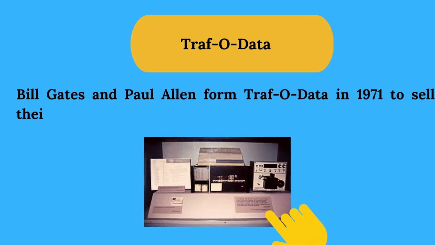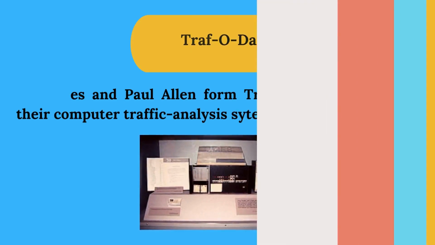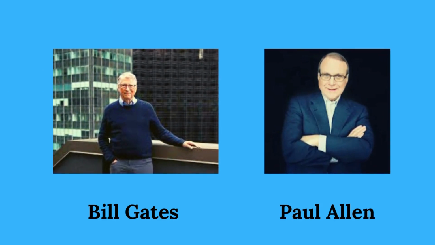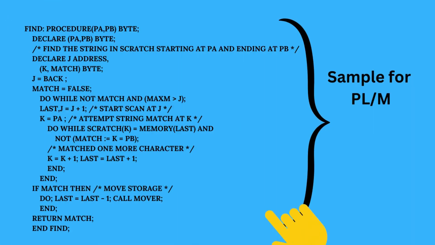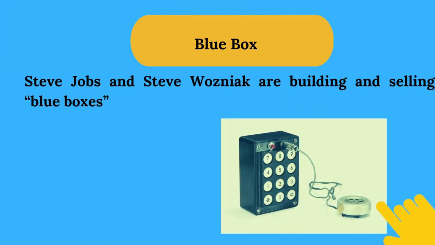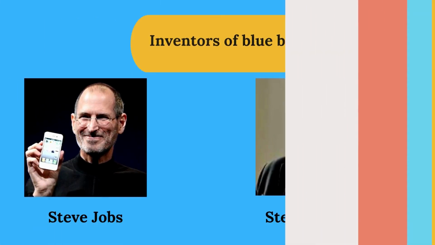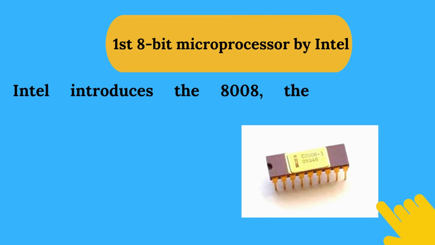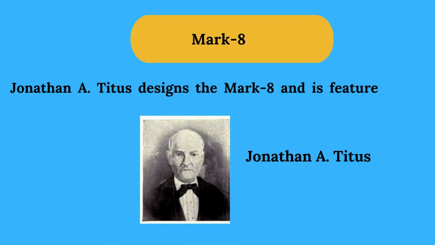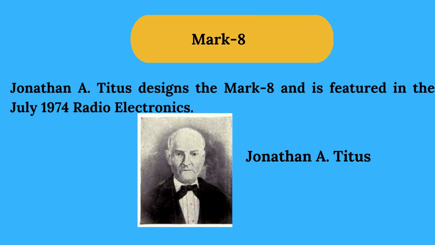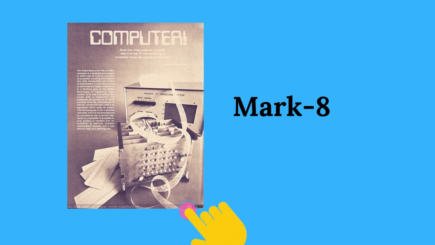Bill Gates and Paul Allen formed Traf-O-Data in 1971 to sell their computer traffic analysis systems. Gary Kildall writes the first high-level programming language for the Intel microprocessor. Steve Jobs and Steve Wozniak are building and selling blue boxes in Southern California in 1971. Intel introduces the 8008, the first 8-bit microprocessor in April of 1972. Jonathan Titus designs the Mark 8 and is featured in the July 1974 Radio Electronics.